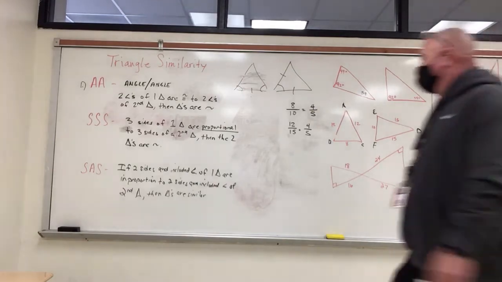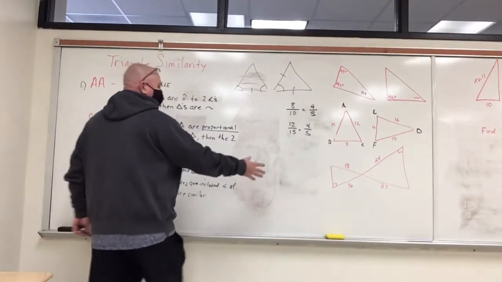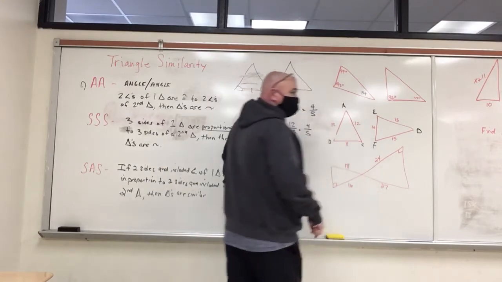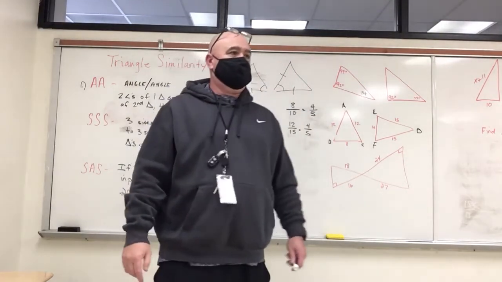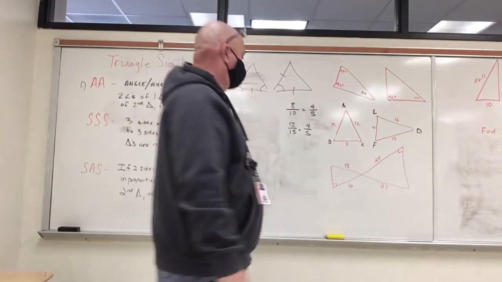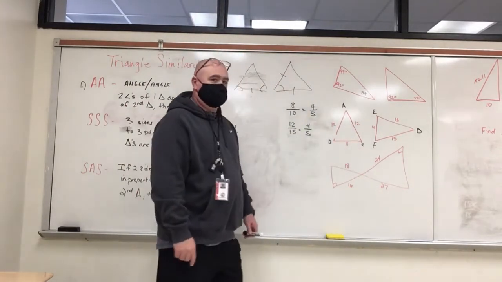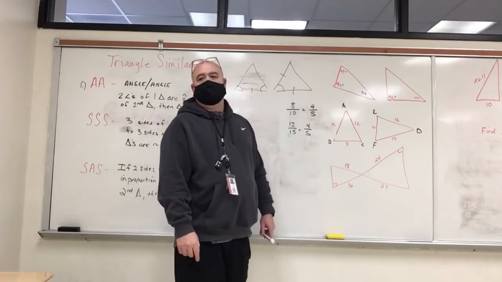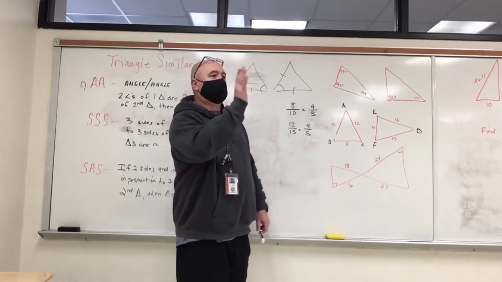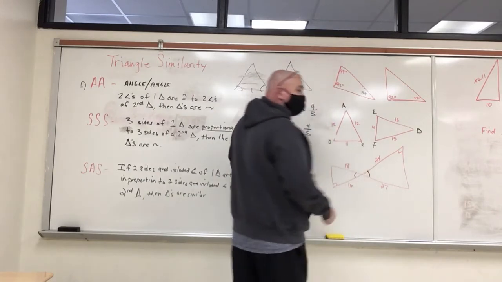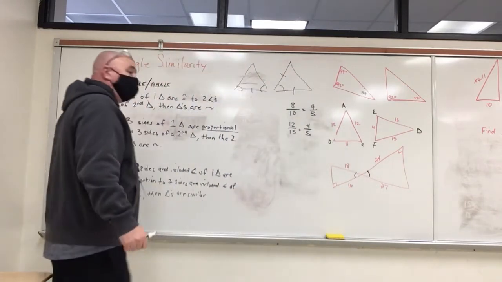Okay. So looking at this one right here, y'all see those two angles right there? Are they congruent to each other? These two angles right here. Are they congruent to each other? Yes, they are, because they are vertical. They are across from each other. So this angle equals this angle. So I got the angle part taken care of.